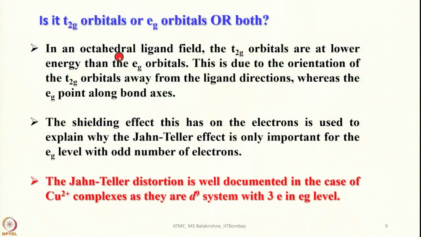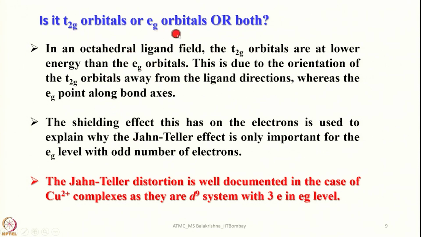Is it T2G orbitals or EG orbitals or both? That means here the question is how the Jahn-Teller distortion is affected. Is it because of filling of T2G orbitals or filling of EG orbitals or both? Let us try to answer these questions.